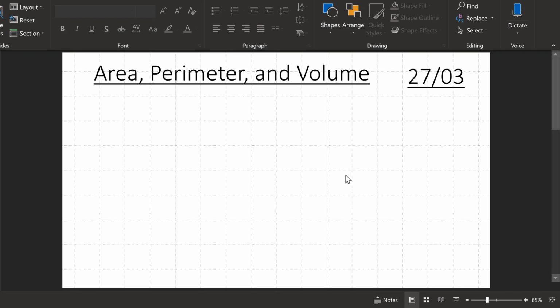This is more of a supplemental video than anything else. We've actually gone through all the material I wanted to run through in area, perimeter, and volume. This is our 8th lesson, 27th of March. So we've gone through all the material I wanted to go through in this chapter.